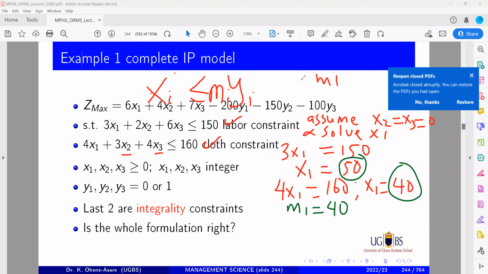The first constraint we had was called the labor constraint, and then we had the cloth constraint. So I want to find out the constraint with the M1 and the Y1. What's the name of that constraint? The linking constraint. Okay, there are three of them. I'm finding the M1 first, then I'll give you the constraint properly.